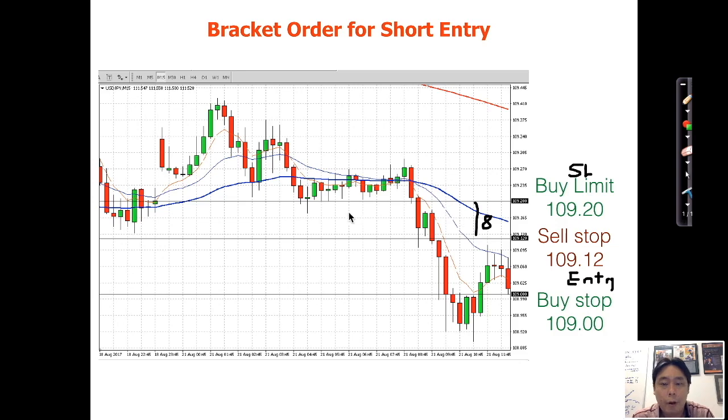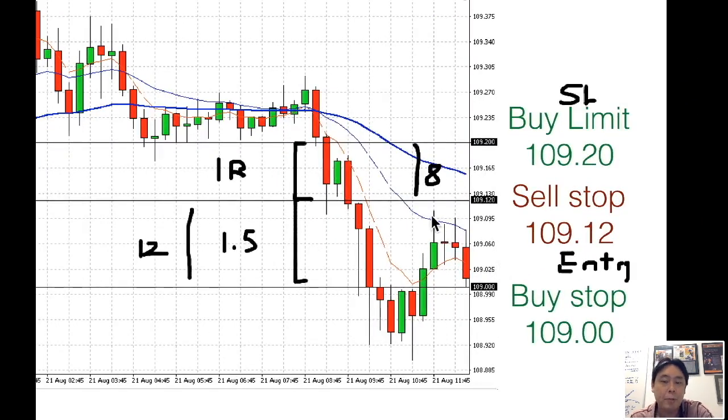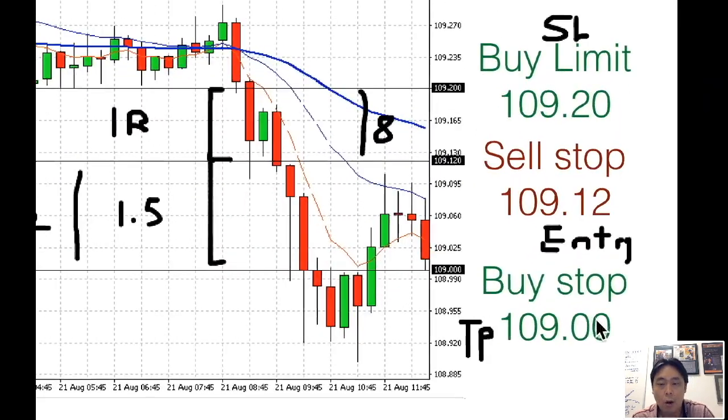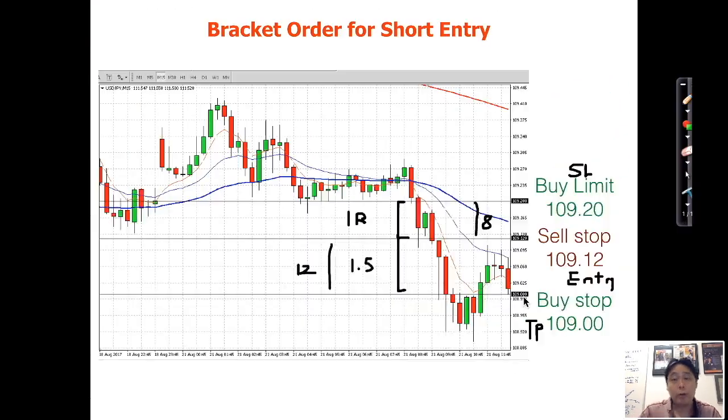So this represents my 1R risk distance, okay? So if I'm risking 1R, I must make at least 1.5R. So 8 multiplied by 1.5 would be 12 pips. So I must place my target price 12 pips below the entry price, which will be 109.00. So this is my profit target or my TP, and this would be at 109.00. So there you go. So that's how orders are placed for a short entry.